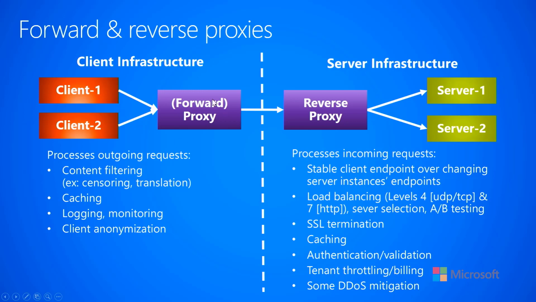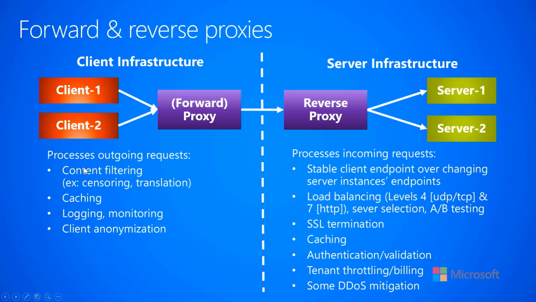So that company might set up a proxy itself, and so all the employees at that company make requests to this forwarding proxy, which can do a bunch of things before it forwards the request onto the server where it would hit the reverse proxy. So let's just look at some of the things that a forward proxy can do. Well, it processes outgoing requests as opposed to the reverse proxy, which processes incoming requests.